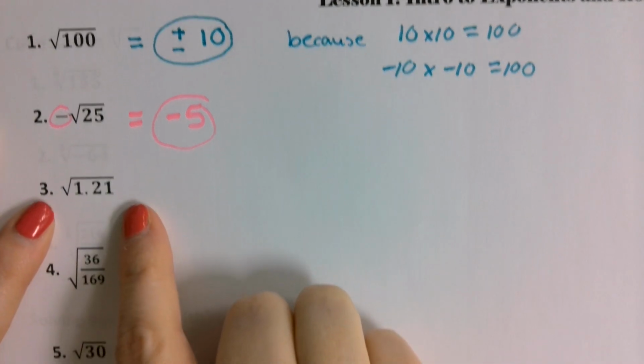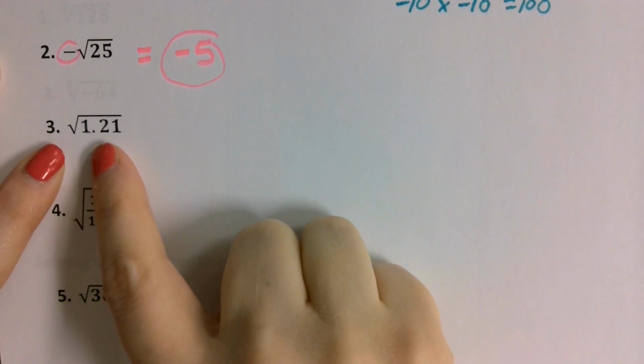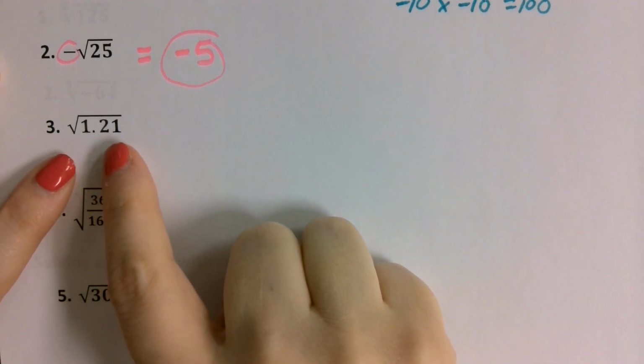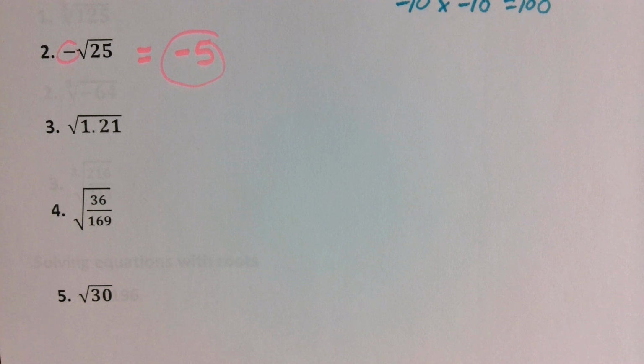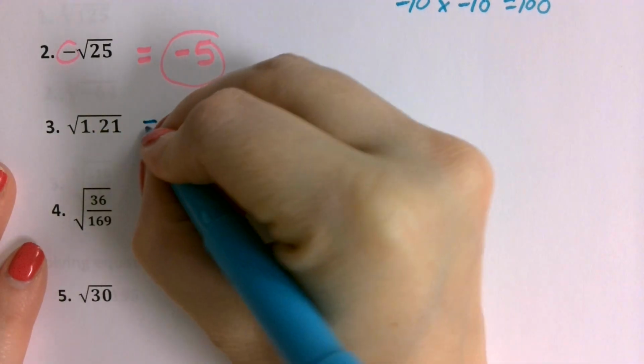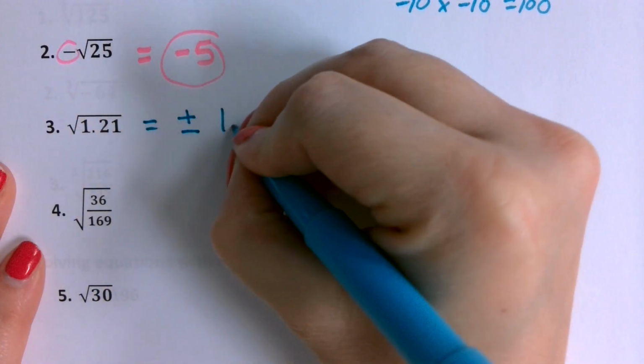Okay, so let's go ahead and go over problem number 3. The square root of 1.21. What is that going to come out to? Hasaifa? Good. Positive and negative 1.1. Jesse and Chisindi, head up, please. Thank you. Okay, you're going to get a positive and a negative 1.1.